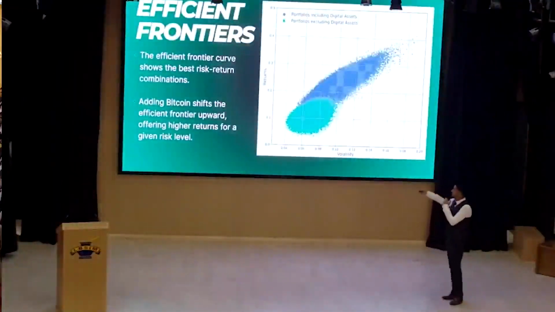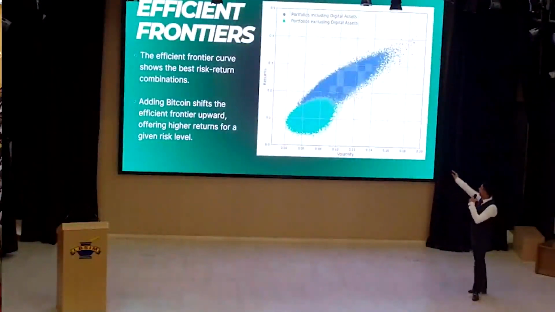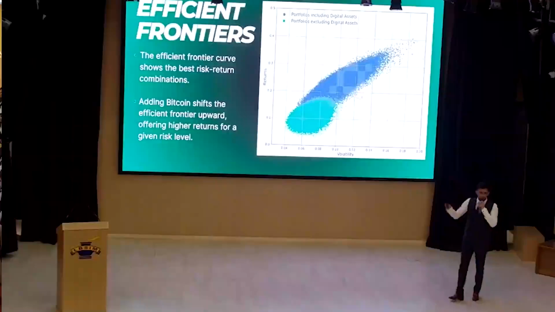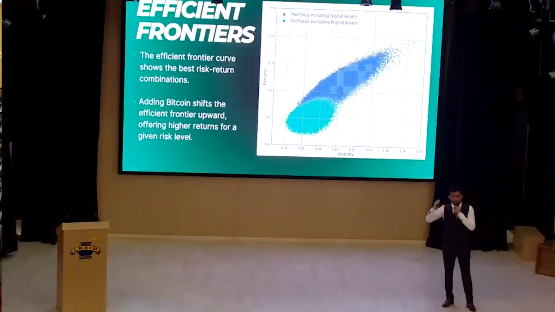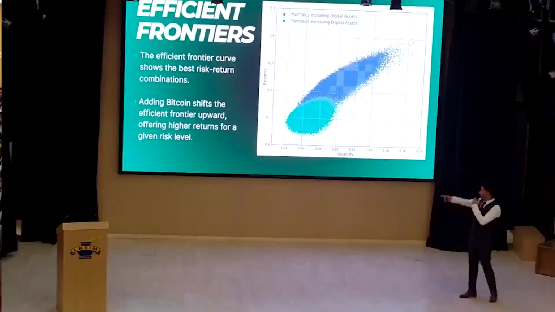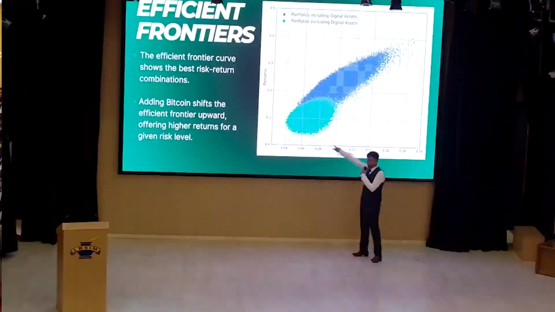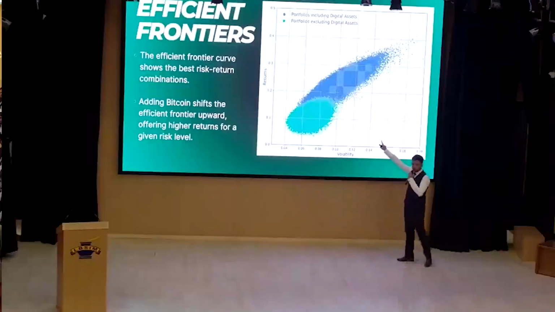As you can see, this is what is called an efficient frontier curve. Basically, it shows the best risk-return combinations, and adding Bitcoin shifts this frontier curve upward, which means that there's a higher risk-reward ratio for the same. At the bottom, as you can see, is the one without the digital assets, right? And on the top is the one with the digital assets.